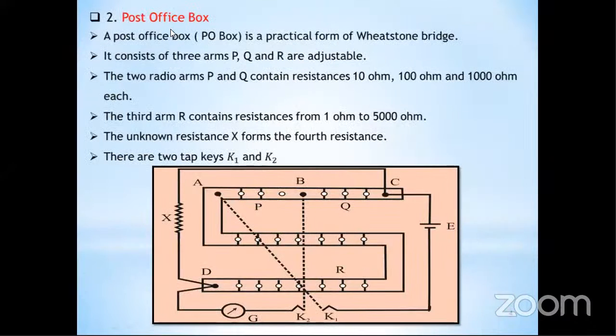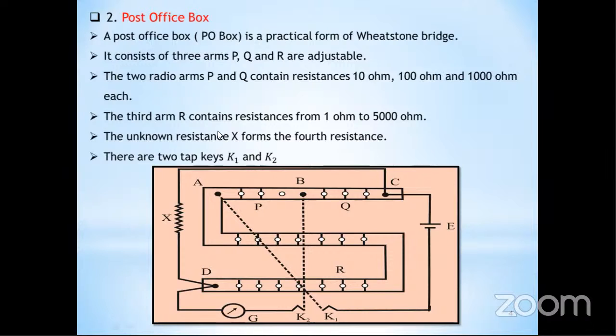Now, what is this post office box? This concept is also related to the Wheatstone meter bridge. Here it consists of 3 arms, that is P, Q and R. See, here this A to B is P, this B to C is Q. This is given on page number 220 in your book. You can see point number 2, that is the post office box.